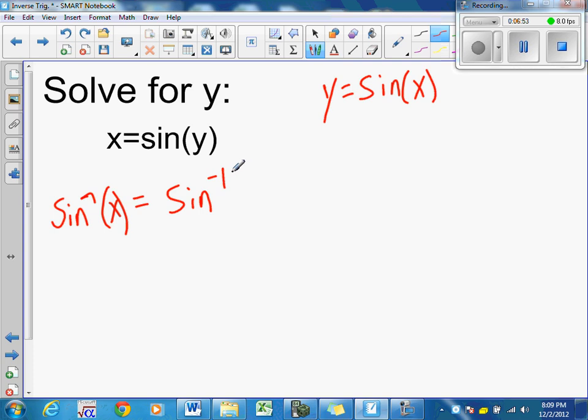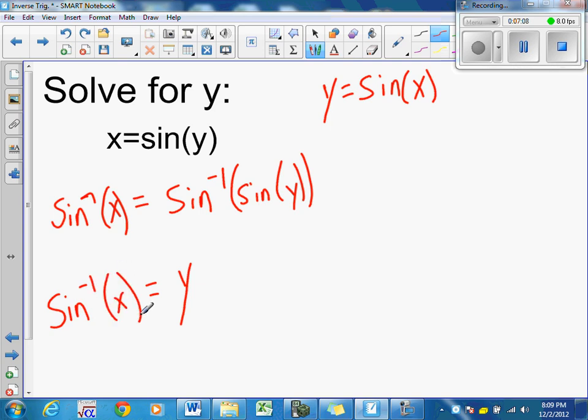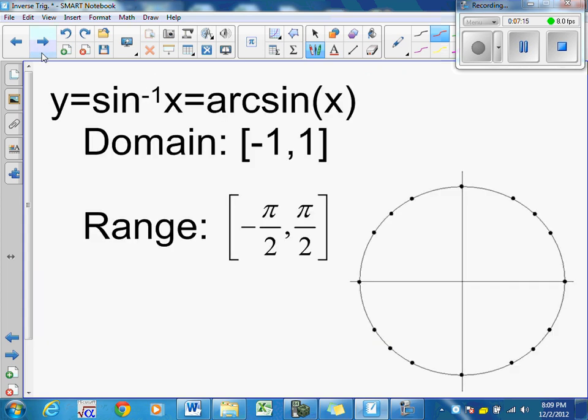And since this is an inverse, the inverse sine of sine is just y. And so to solve for y, I get the inverse sine of x. There is my inverse sine. Now, we have inverse sine.